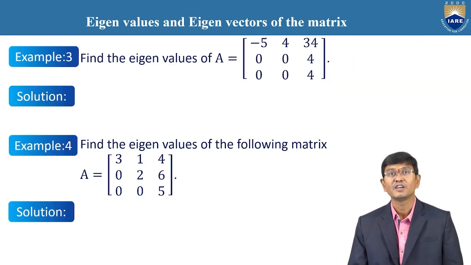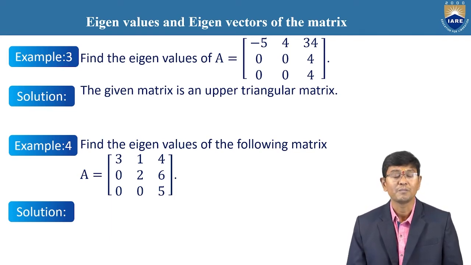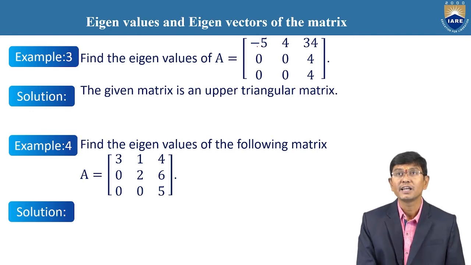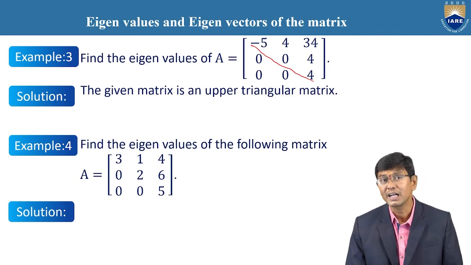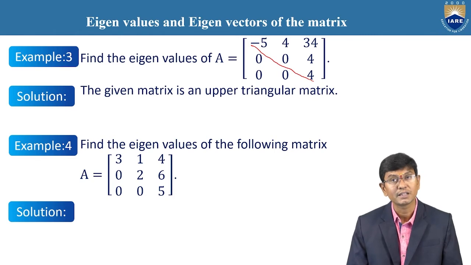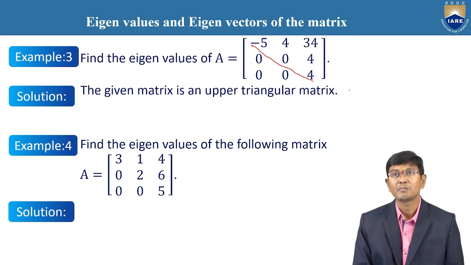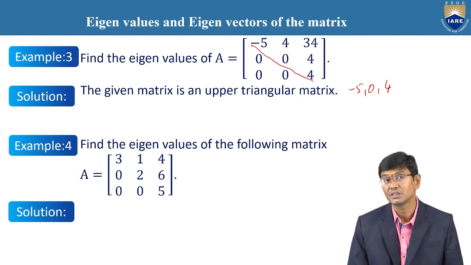And finally, we need to consider the third one: find the eigenvalues of the given matrix A, with rows minus 5, 4, 3; 0, 0, 4; 0, 0, 4. Here, we need to find the eigenvalues of the given matrix. First of all, if you observe this matrix, it is clearly an upper triangular matrix because the elements below the diagonal are 0. According to the property, whenever the given matrix is an upper triangular matrix, the diagonal elements are the eigenvalues of the given matrix. Therefore, the diagonal elements are minus 5, 0, 4. Therefore, the eigenvalues of this matrix are minus 5, 0, 4.